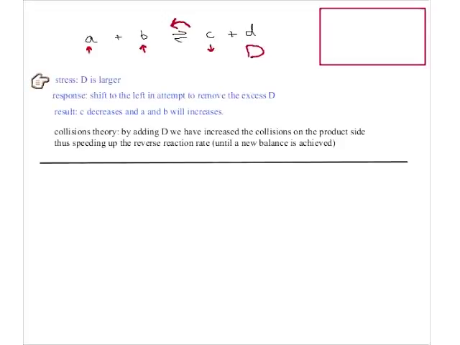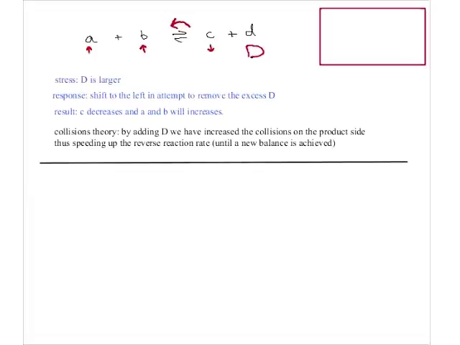So that's what Le Chatelier would say. The stress is D is larger. The response is to try and get rid of the excess D. The result is that it shifts in the reverse direction. C decreases, A and B will increase as well. Collision theory simply says by adding more D, we're increasing the number of collisions between C and D. More of the reverse reactions are happening more quickly, and therefore the reaction shifts back. It speeds up the reverse reaction rate.